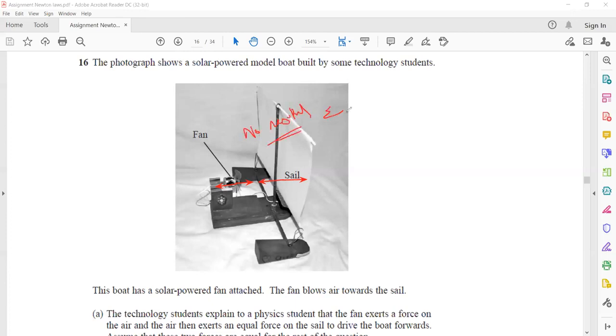resultant. So if there is no resultant, the resultant force is zero. If an object is initially stationary, it will remain at rest. So the force from air on the sail matches the force from air on the fan, and they cancel out each other. So the resultant is zero. If the resultant is zero, it will not move. Is this part clear? That is why this does not move.